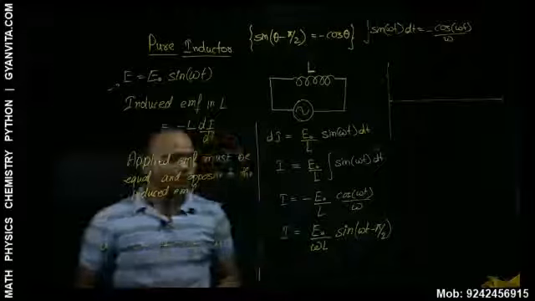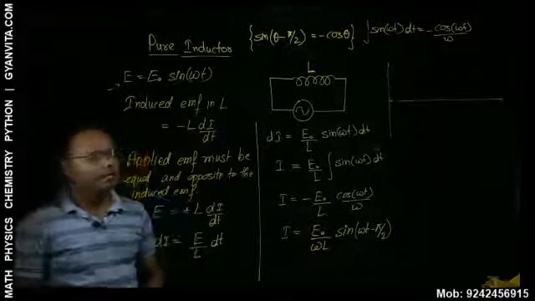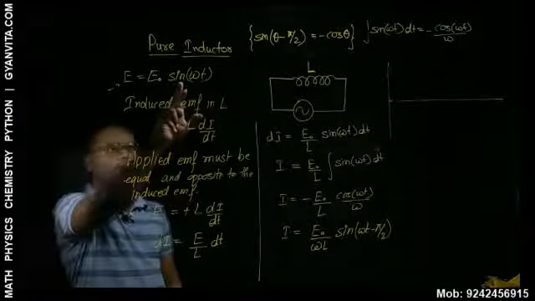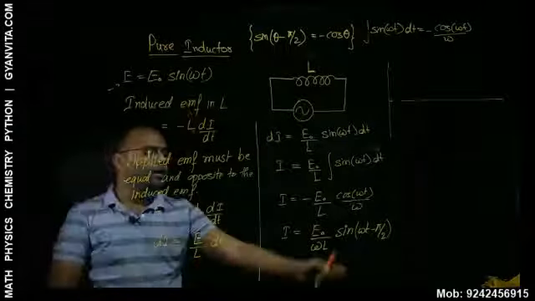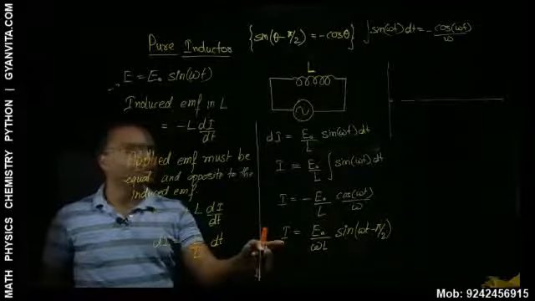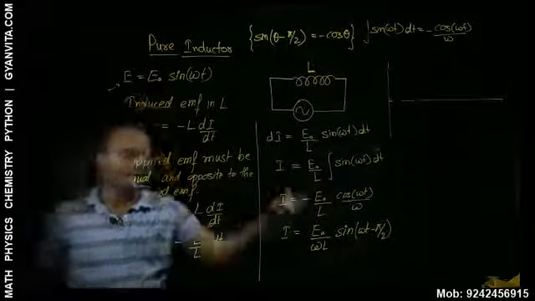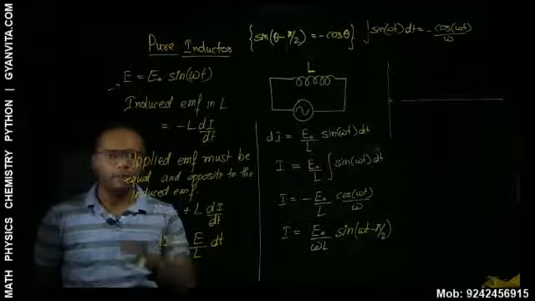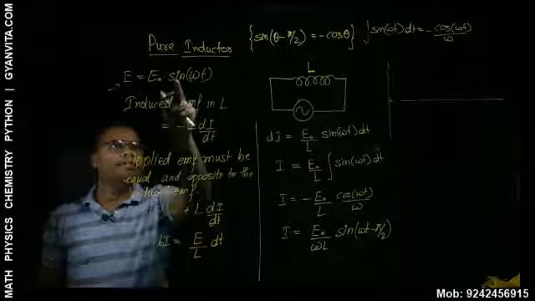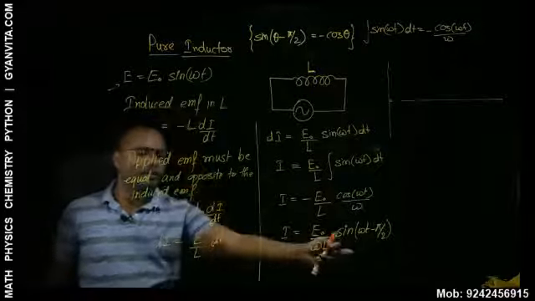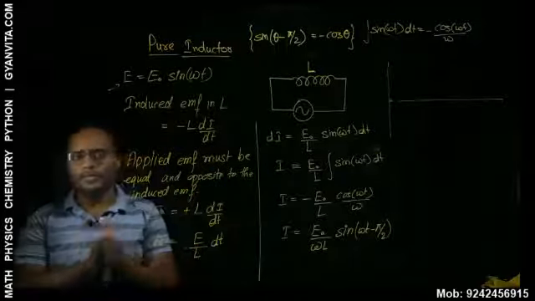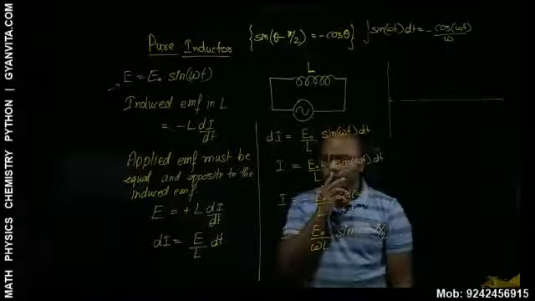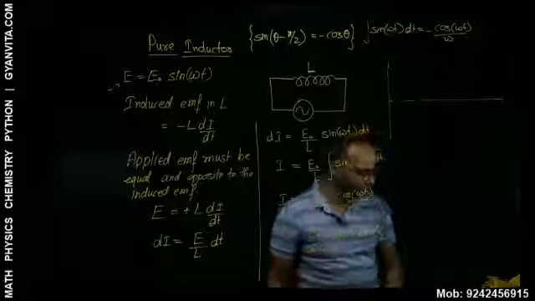We could have left it here itself, but we have to compare the phase. So to compare the phase, we have tried to bring both I and E, that is current and EMF, into the same trigonometric ratio, that is sine and sine. So now it will be easy for us to compare their phase. It's very easy, as you can see here itself.